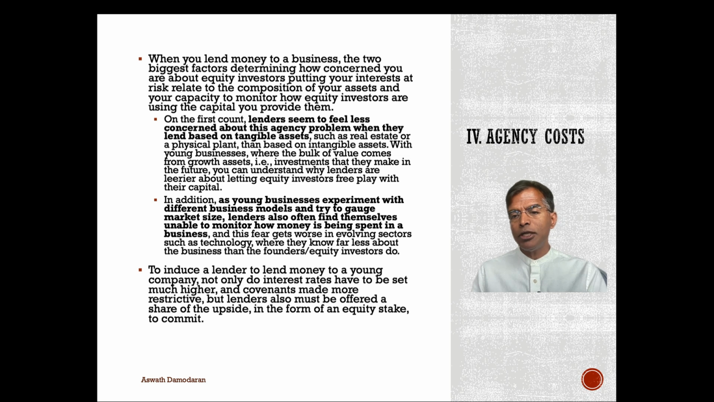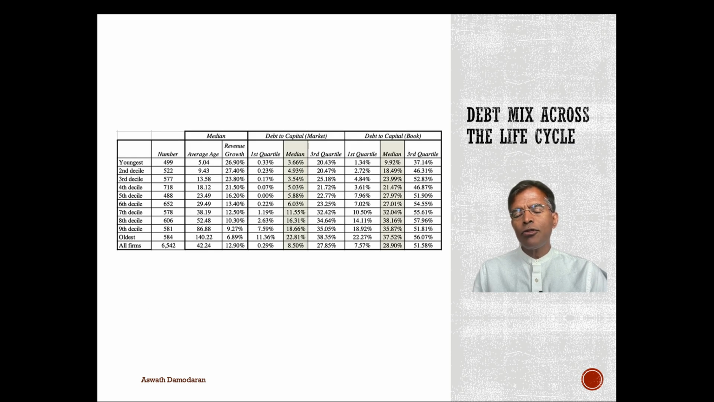You know where that's going to lead you, right? If this trade-off is the right one, you should expect to see younger companies borrow a lot less than older companies simply because they can't afford to. And when you look at debt ratios across the life cycle, and I've looked at both book and market debt ratios, debt as a percent of total capital, you see the patterns are as predicted. Young companies have the lowest debt ratios in both book and market terms. Oldest companies have among the highest debt ratios.